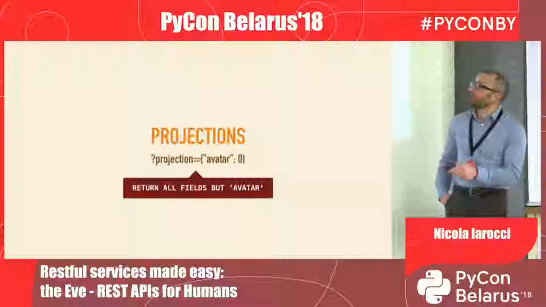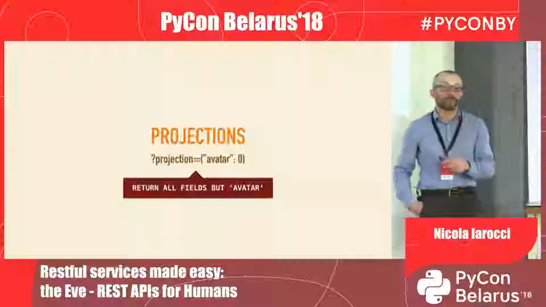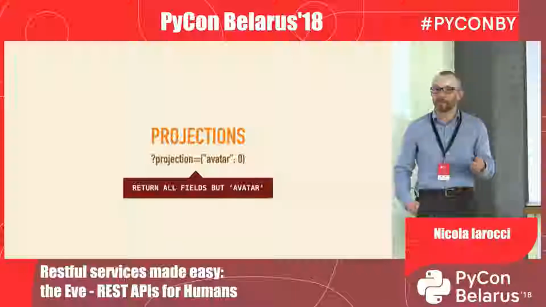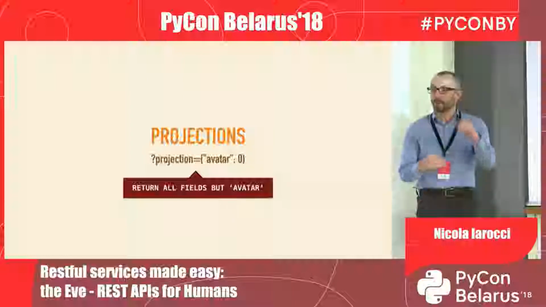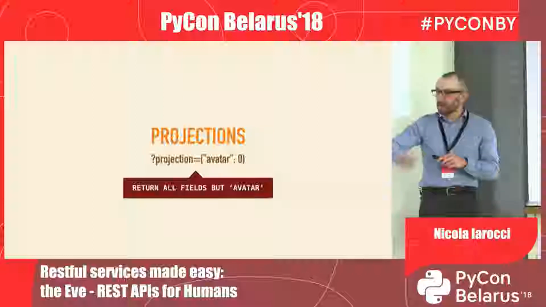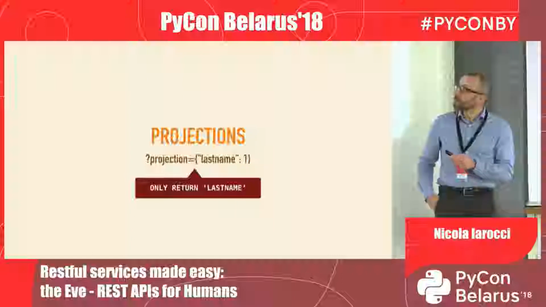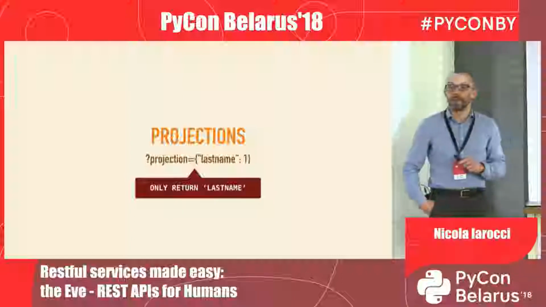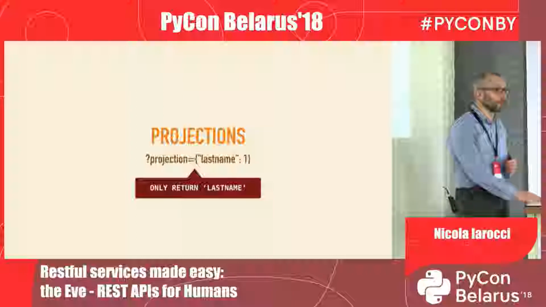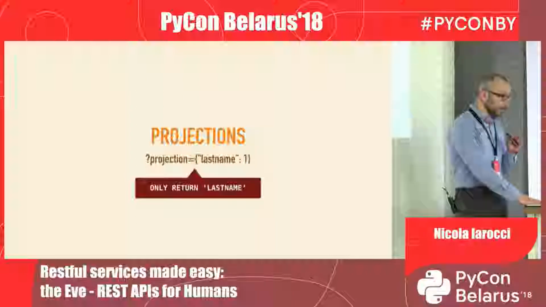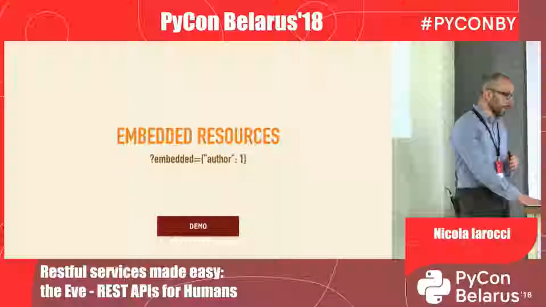So here I'm asking for all the fields but the avatar fields because, I don't know, this is a picture. I don't want to download a picture just to get a first name and last name, because on the person document there are also the pictures, so I don't need them. Just send me everything but the picture. Or you can do the contrary: just only return last name, for example. This is a huge optimization if you have to care about that.